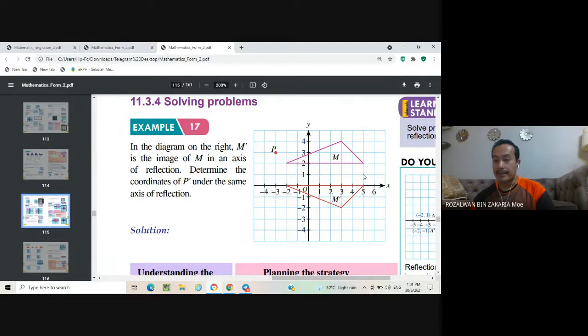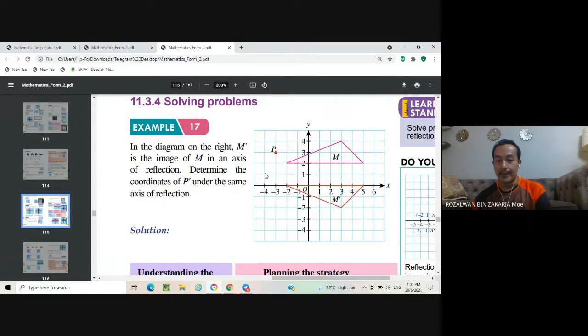So that means the axis of reflection is this line. After that, what to do? Please use a ruler. You join the point here and the point here with a ruler and draw a dotted straight line, joining these 2 points. That dotted straight line is the axis of reflection for the reflection of M. So you already know the axis of reflection.